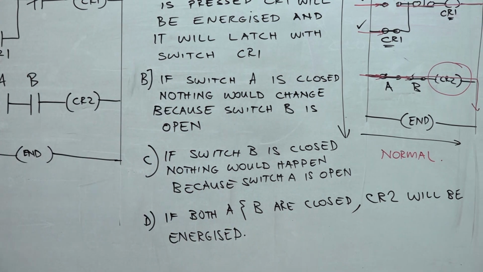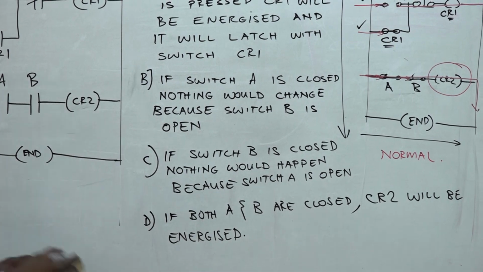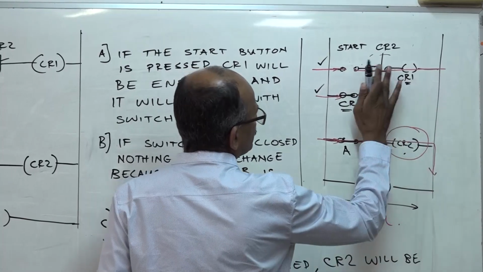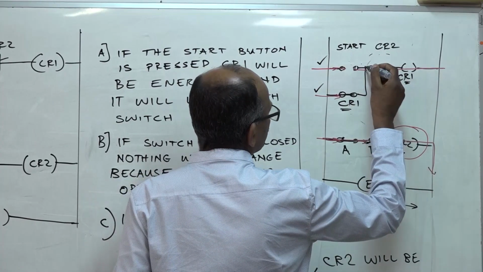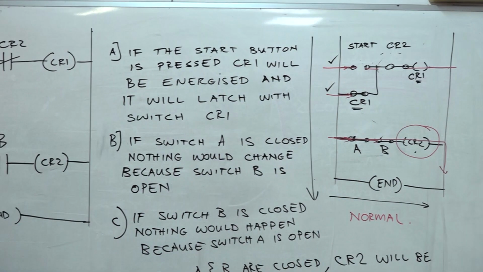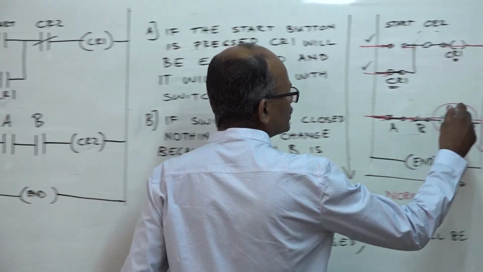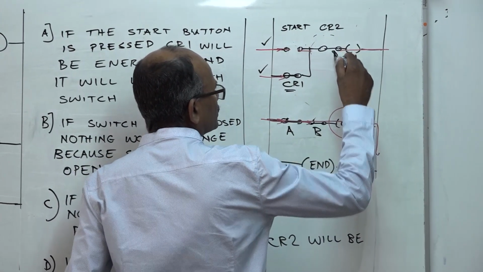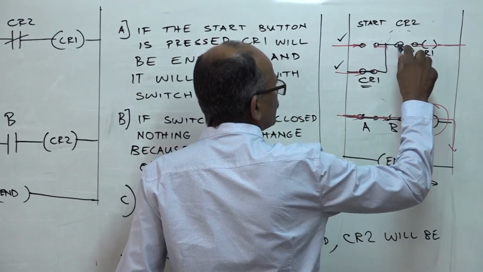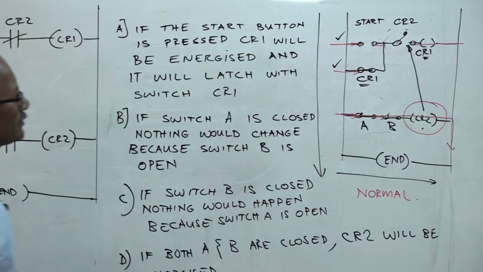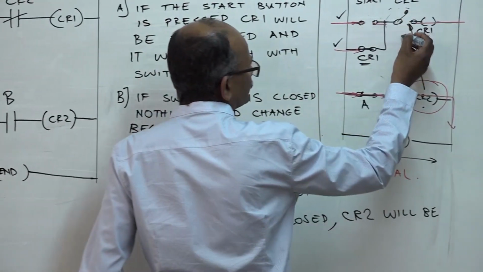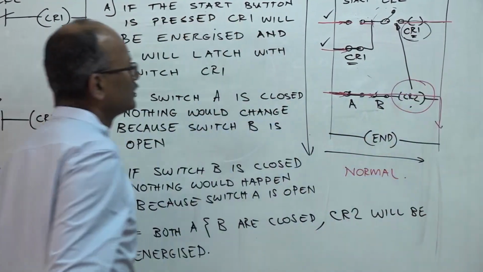So what if CR2 is energized? Well, let's look at the circuit. Remember that this normally closed switch here is associated with CR2. So actually we should have drawn it like that. So that normally closed switch is associated with CR2. And the moment CR2 is energized, that changes state. If that changes state, it means from closed, it goes to open. What would happen? Okay, you would find there would be a break in the circuit. Okay, CR1 would be de-energized.